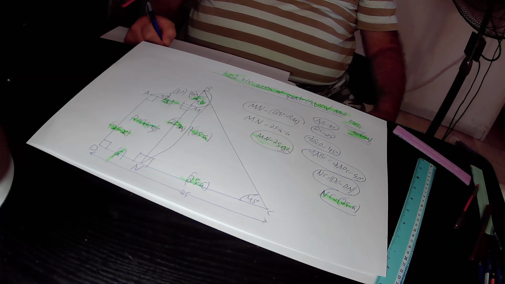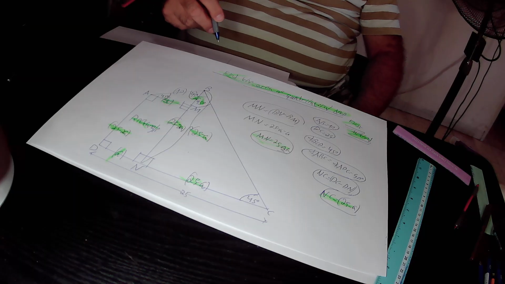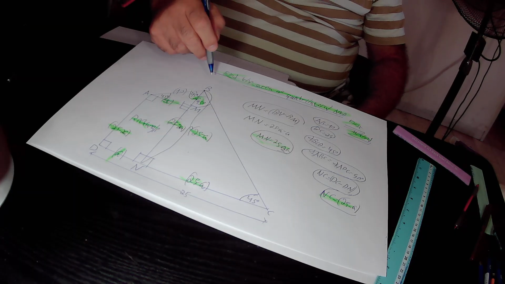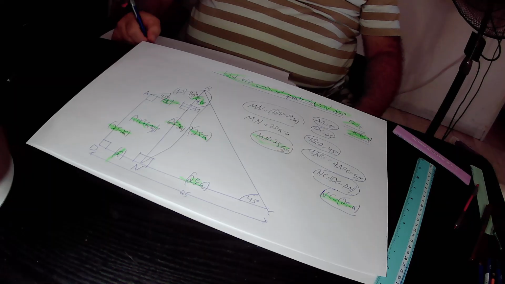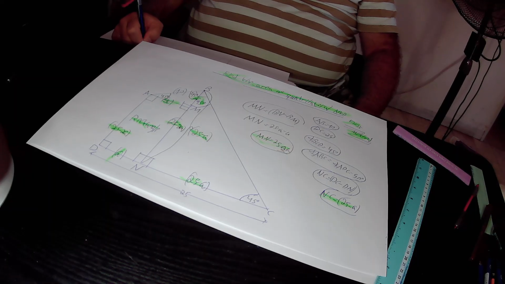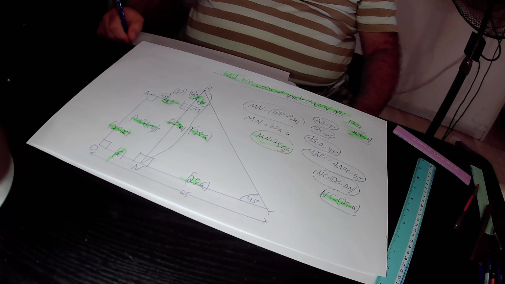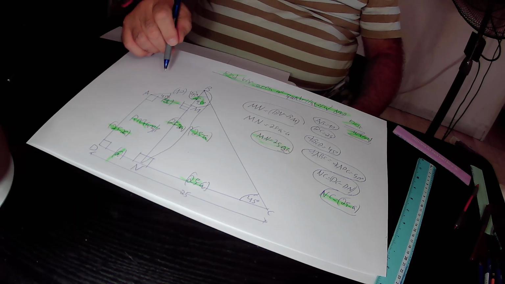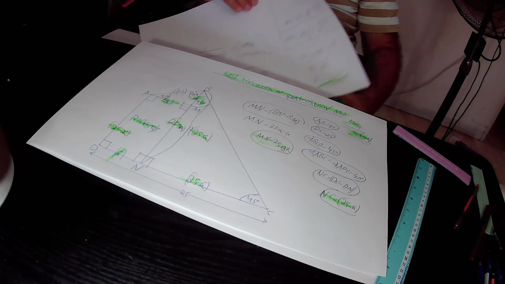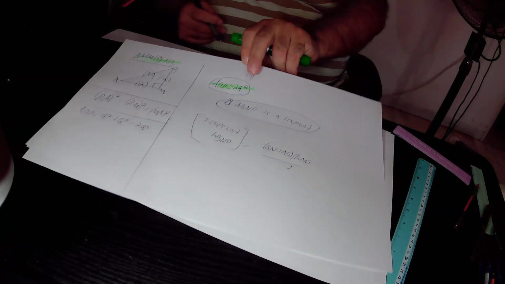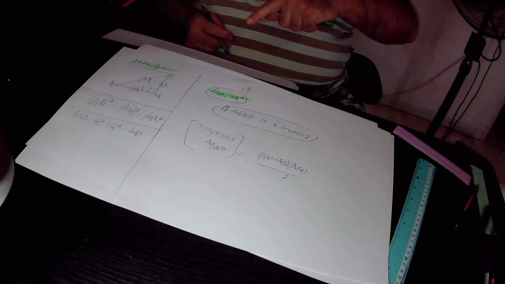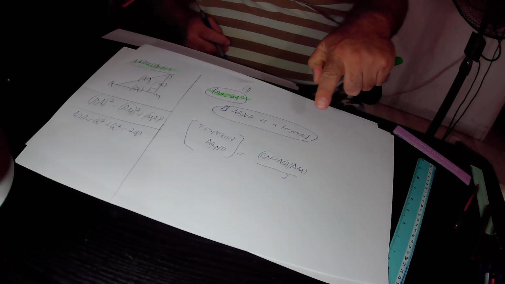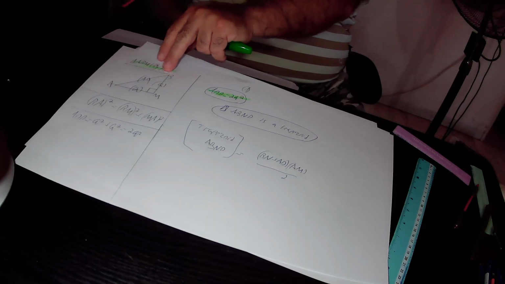The area of trapezoid ABND equals the sum of its two parallel sides, that is BN plus AD, times the height AM over 2. And again, the area of this trapezoid ABND equals the sum of its two parallel sides, that is BN plus AD, times the height AM over 2.